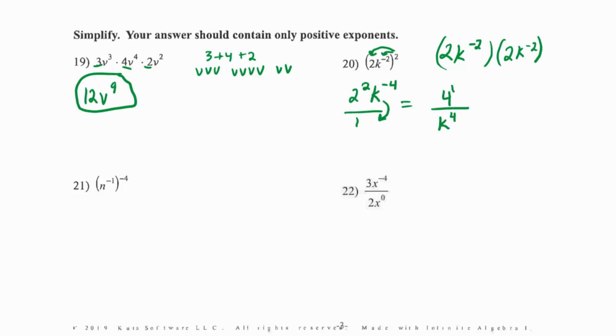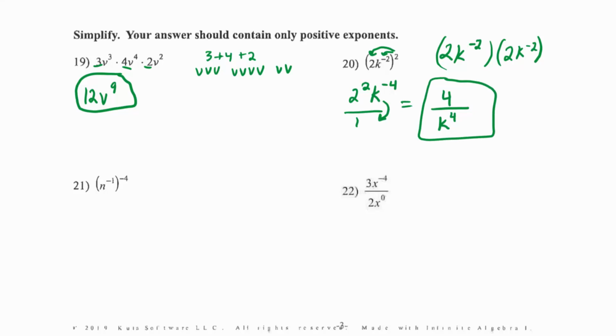Sometimes we think of these two things as being attached on top, and they are in some ways, but not as far as whether we can move it down to the bottom or not. They're not attached like that. So our answer is 4 over k to the 4th.